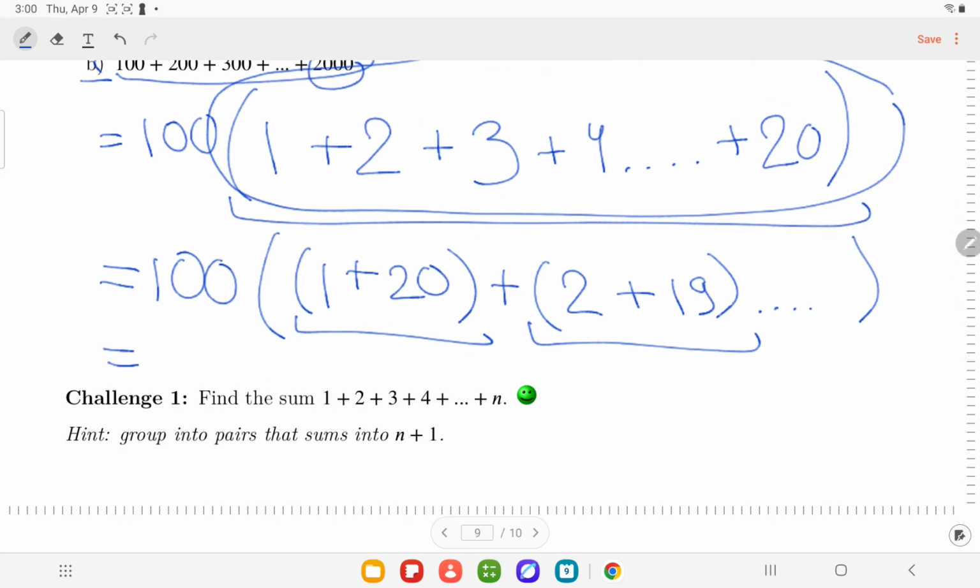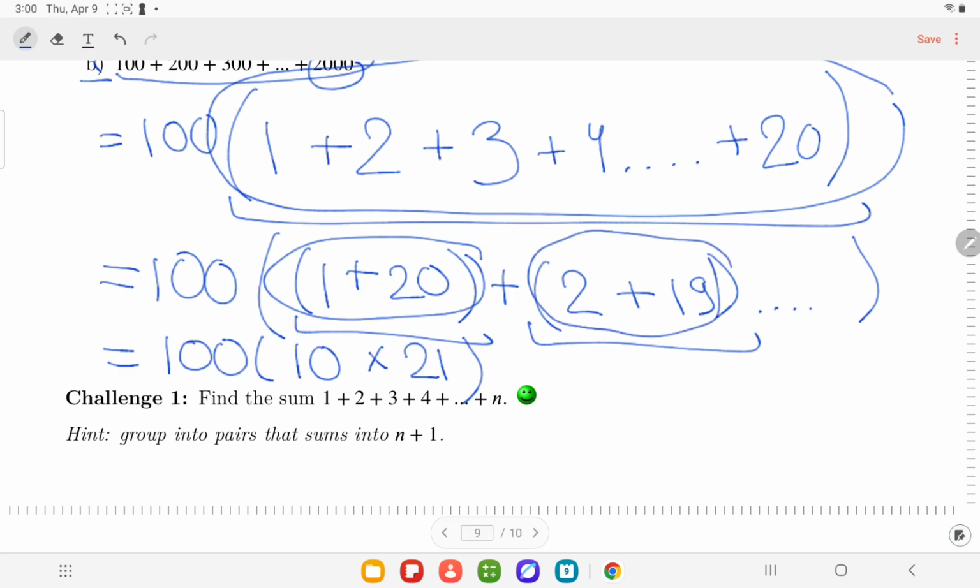So instead of writing out all of these pairs, we just know that there are going to be 10 pairs, and we know that each bracket is going to be equal to 21, because 1 plus 20 is 21 and 2 plus 19 is also 21. So we would end up with 100 times 210, which is going to give us 1, 2, 3 zeros as our final answer.